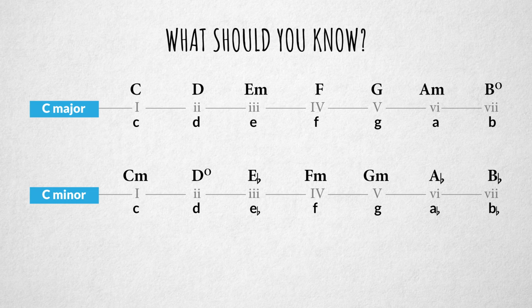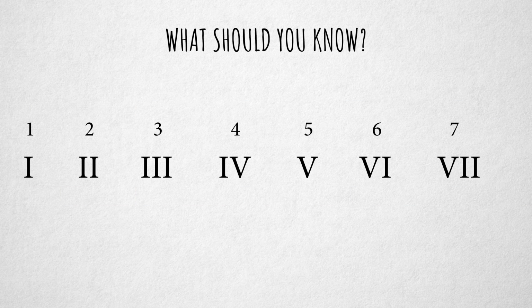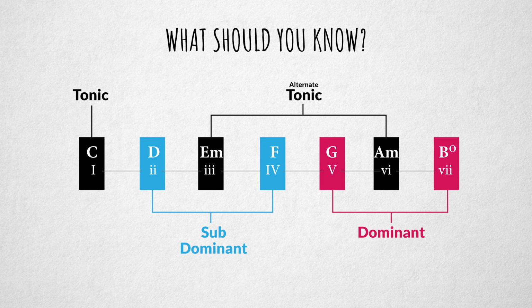Now, to follow this tutorial without problems, you only need to know what a major and a minor scale is. And you have to understand the Roman numeral system. And you have to know a little bit about the tonic, subdominant and dominant. That's all.